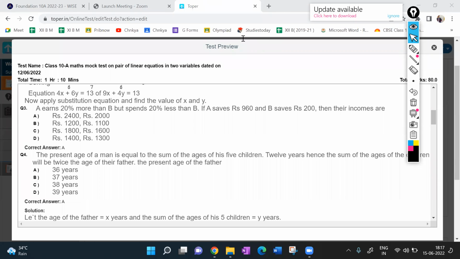How many of you have done this? A earns 20% more than B, but spends 20% less than B. A saves 960 rupees and B saves 200 rupees. What are their incomes? How did you guys solve this type of question? Sir, I got the answer.